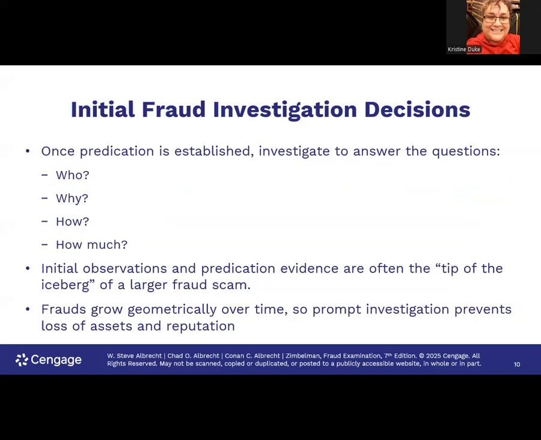So there we go. Once predication is established, investigate to answer the who, what, when, where, and why. Okay, who, why, how, and how much. And so you're going to have to go in and start doing some type of investigation. And we saw back there at the little fraud triangle, they identified 4 types of investigations. So you're going to have to start with that. And we're going to start looking at obtaining evidence to either support or deny these claims of fraud.